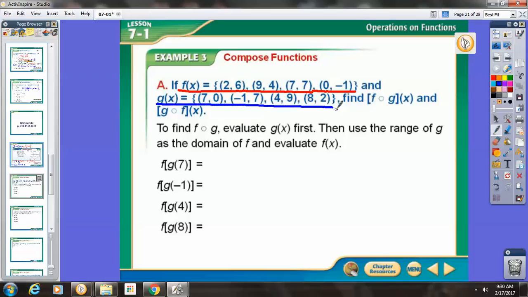Okay. So they're asking us to find two things here. They want us to find f composite g and g composite f. It says to find f composite g, evaluate g of x first, and then use the range, or the output, of g as the domain of f and evaluate f of x. Okay, that's way wordier than it needs to be. So f composite g, let's start there.